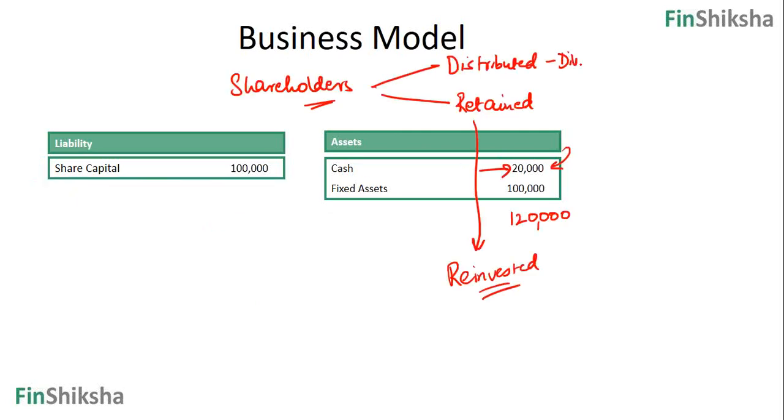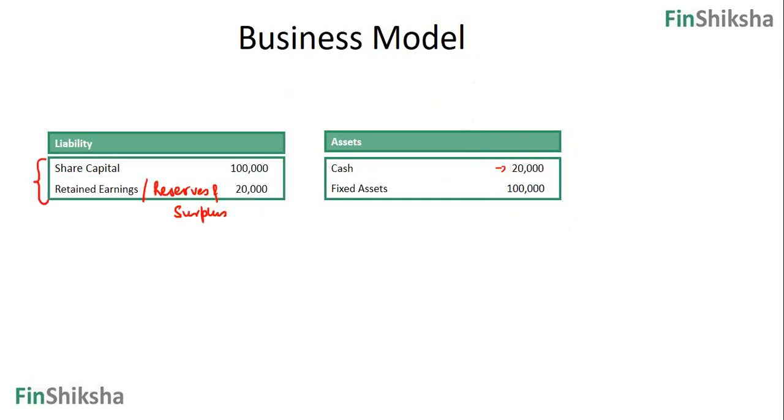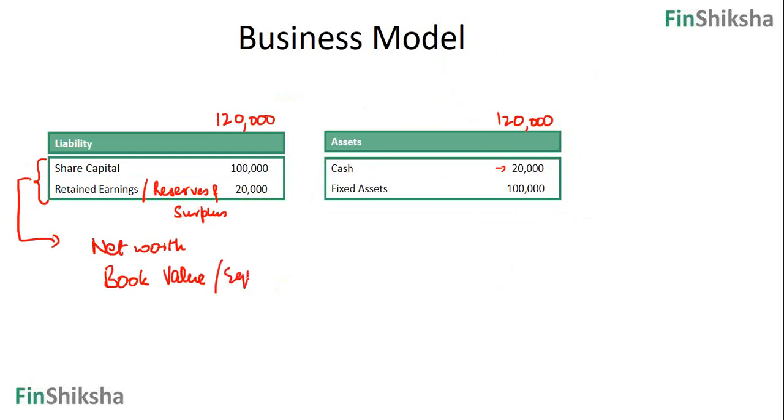If they did not take it out as dividend, they said, let's put it back into the business. This 20,000 is available for the firm. And if I was the shareholder, this is my claim in the firm. So total liabilities now become 120, which is the same as total assets, which is 120. Two interesting portions. This entire data point, both of these put together, are known as the net worth of the company or book value of the equity of the company, right?